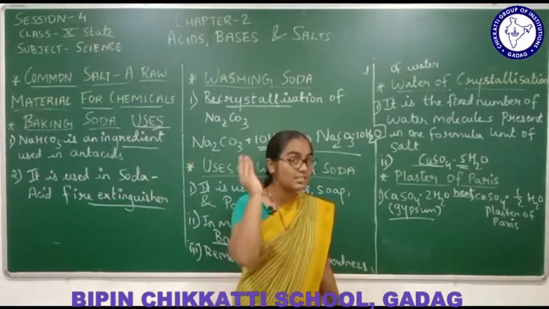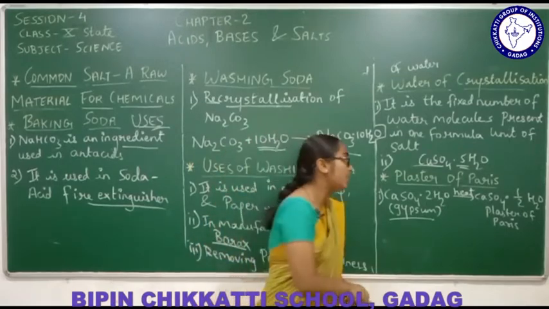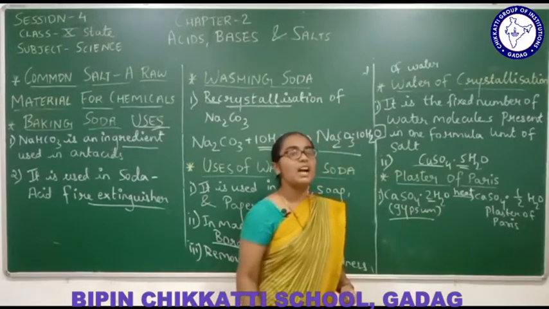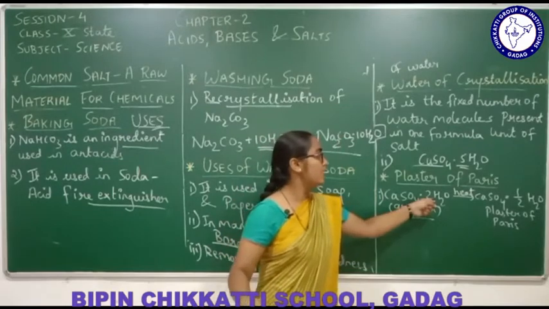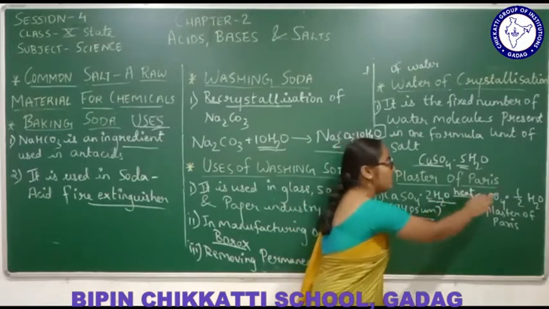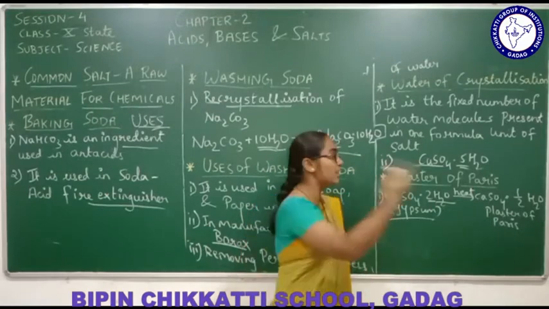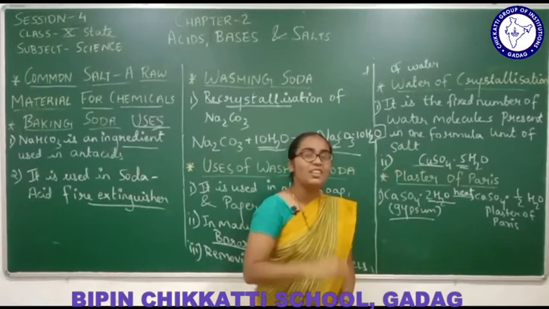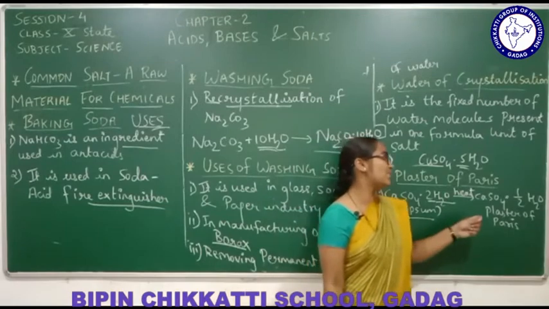Now when I am heating this gypsum at 373 Kelvin, right? At that time, out of 2 water molecules, 1.5 water molecules will be evaporated. When 2 is there, in the product you can see only half is there. H2O is remaining as it is. So from 2 it has been converted into half, right? So from 2 water molecules, 1.5 water molecules have evaporated to form a compound called plaster of Paris.